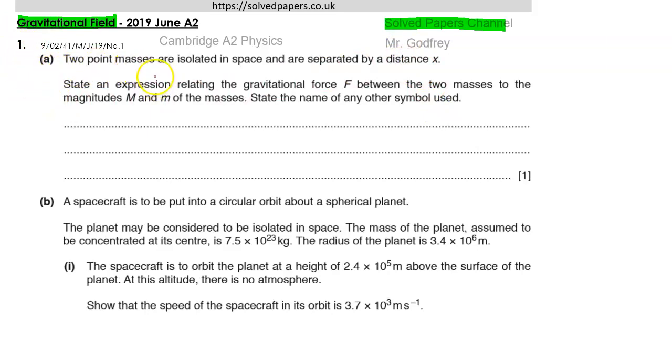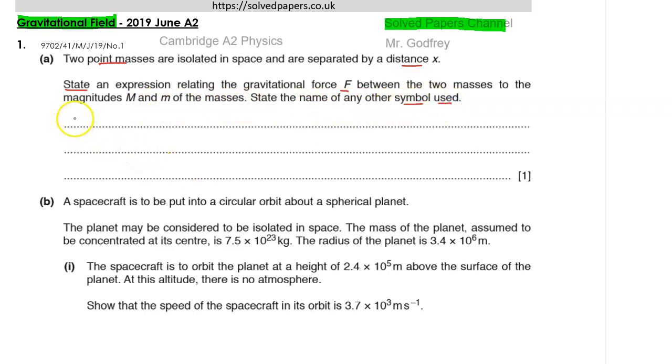2 point masses are isolated in space and are separated by a distance x. State an expression relating the gravitational force F between the two masses to the magnitudes m and m, which are masses. State the name of any other symbol used.